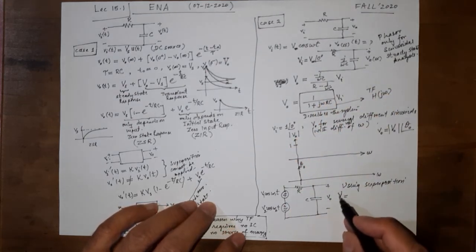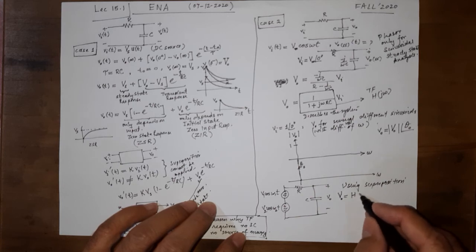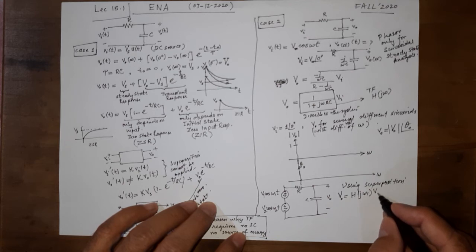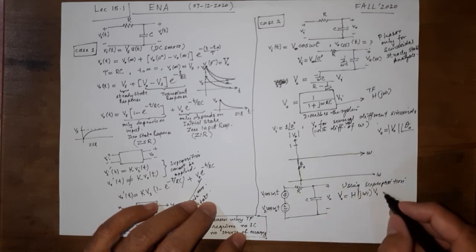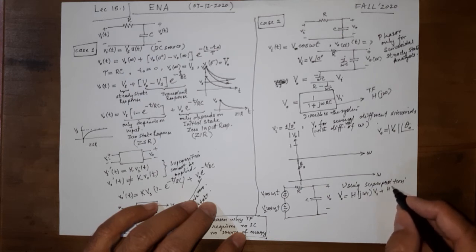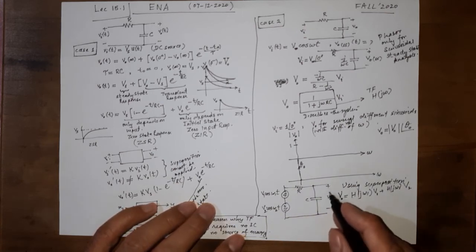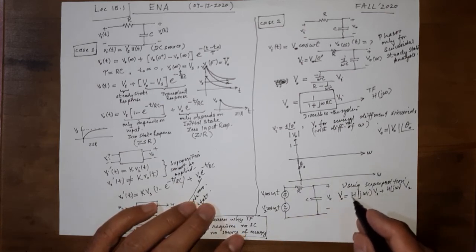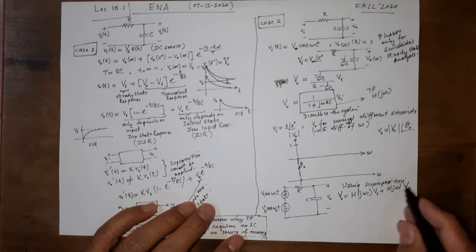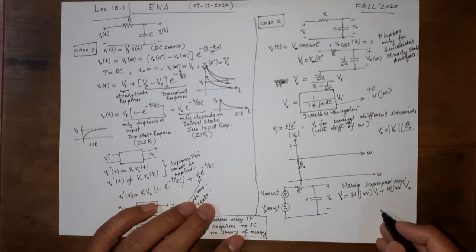So here that V naught would be equal to h of j omega 1 multiplied by V, let us call this V1 phasor, plus h of j omega 2 multiplied by V2 phasor. So this superposition is going to give us this thing, and this part would have a different frequency, this part would have a different frequency.